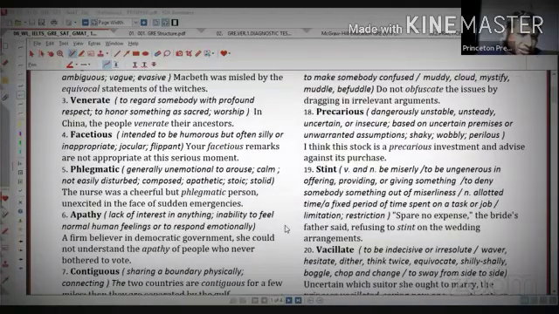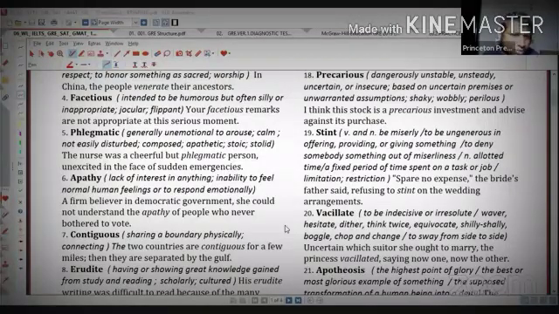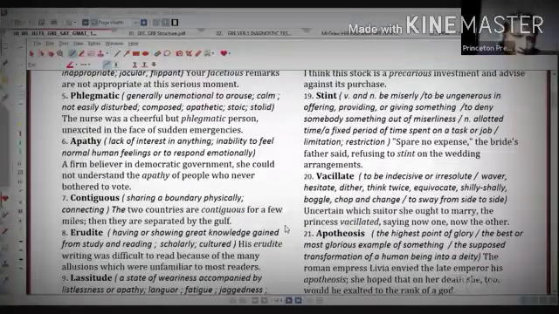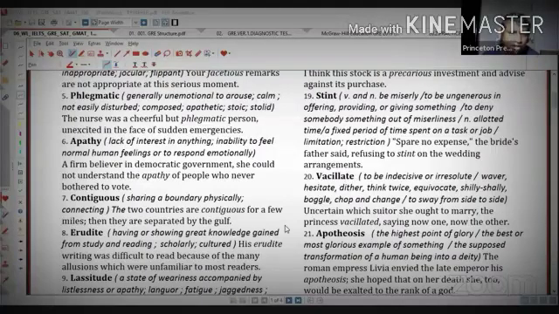Phlegmatic is very calm, generally unemotional, not easily disturbed, composed, apathetic, stoic, stolid, all are kind of similar to phlegmatic. They never become agitated, they stay very quiet. The nurse was a cheerful phlegmatic person, unexcited in the face of sudden emergency. Apathy is lack of interest in anything, inability to feel normal human feelings or to respond emotionally.